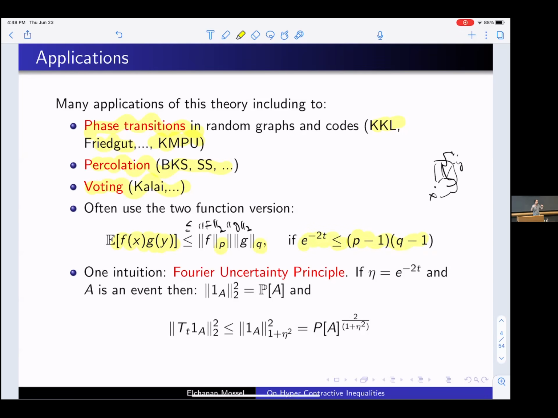So in analysis, we use the Cauchy-Schwarz inequality a lot. This is a stronger inequality. If instead of X and X you get X and Y, where Y is correlated, you get a stronger inequality. And of course, this buys you a lot in cases where you need something stronger than Cauchy-Schwarz.